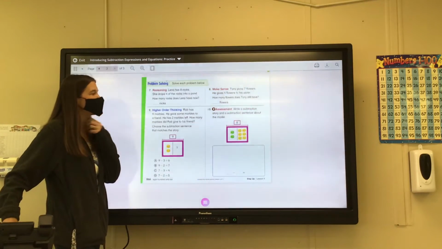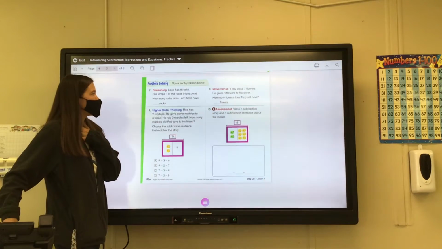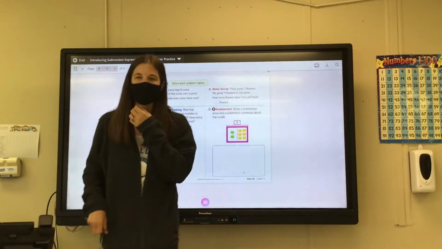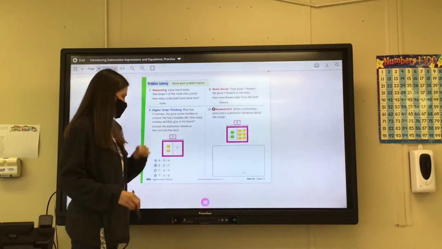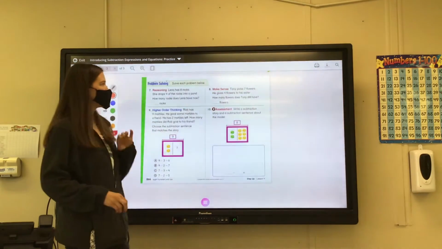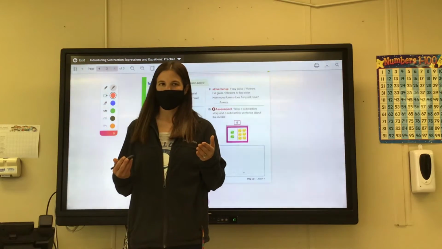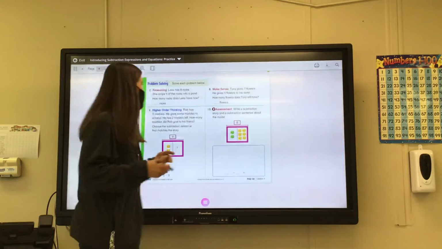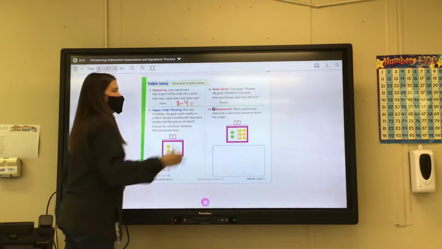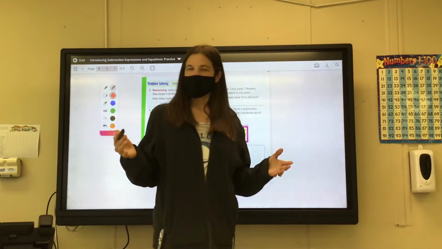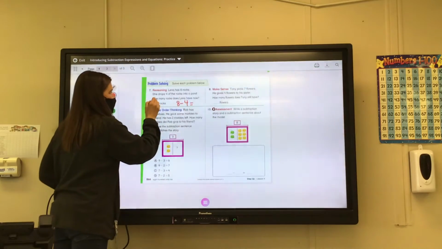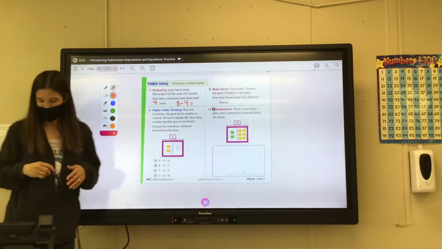Lena has 8 rocks. She drops 4 of the rocks into a pond. How many rocks does she have now? Okay, she has 8 rocks. She drops 4 of them in a pond. How many does she have left? So we have 8. Take away the 4 she dropped in the pond. How many does she have left? 4. Very good. 8 minus 4 equals 4. So she has 4 rocks left.